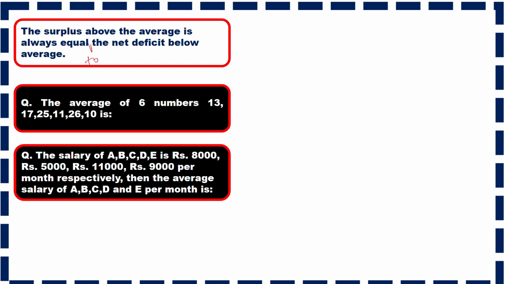The surplus above the average is always equal to the net deficit below the average. So the surplus above the average is always equal to the net deficit below the average.